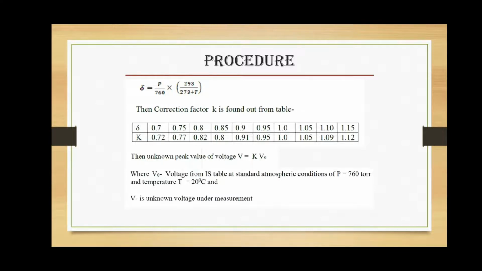Why is this correction factor required? Because the conditions for testing are never standard. We may have different temperatures, different pressures. So to incorporate those conditions, the correction factor is taken. And here capital V is the voltage, the unknown voltage we found out now.